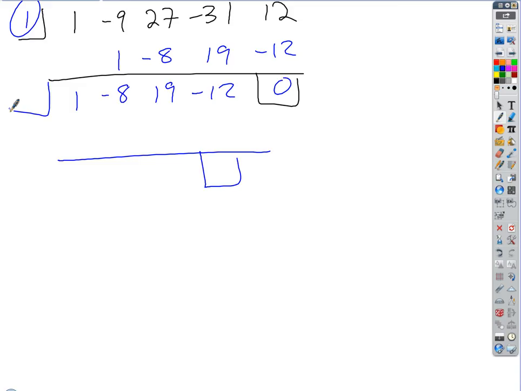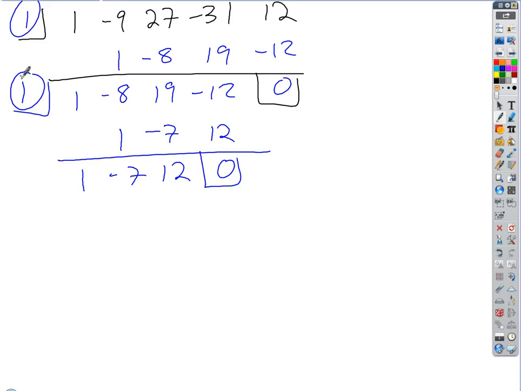So let's try 1. Bring down the 1. 1 times 1 is 1. -8 and 1 is -7. -7, I get 12. And what do you know? It worked again. Okay? So 1 was a double root. And now it's quadratic, right? In fact, you can see the magic numbers right there, can't you? They'd have to multiply to 12 and add to -7, wouldn't they?